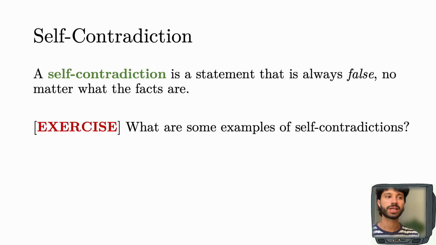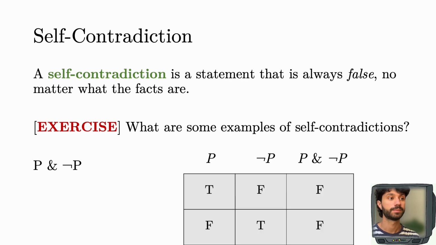So again, an exercise, I really urge you to pause the video and think of some examples of self-contradictions. The most classic example, right, is P and not P. So remember, a tautology would be P or not P, but here P and not P is a self-contradiction. It can't be that the sky is green and the sky is not green, right, if you look at just one patch of the sky. Let's look at it in terms of truth tables. Here we have P, again, and not P. We draw the truth values. And then in P and not P, right, it's always false.